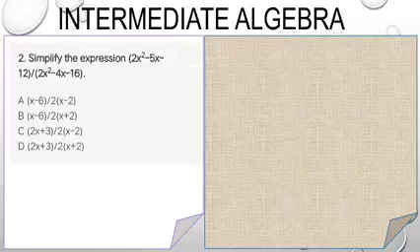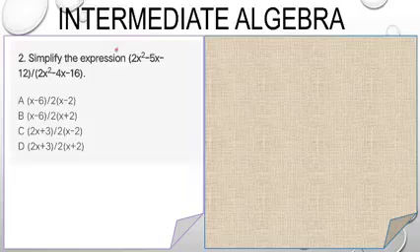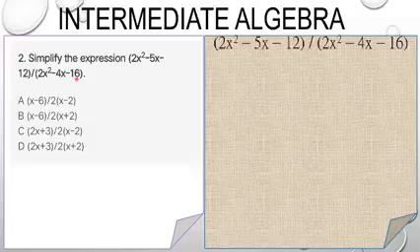Question number 2. Simplify the expression 2x squared minus 5x minus 12 divided by 2x squared minus 4x minus 16. So again, rewrite lang natin yung expression natin. So we have the numerator. Ito yung numerator natin, and this is our denominator. So paano natin isi-simplify ito?